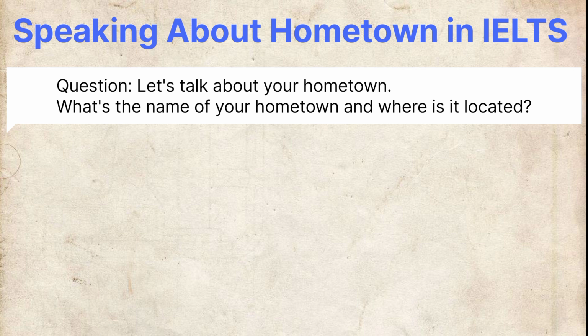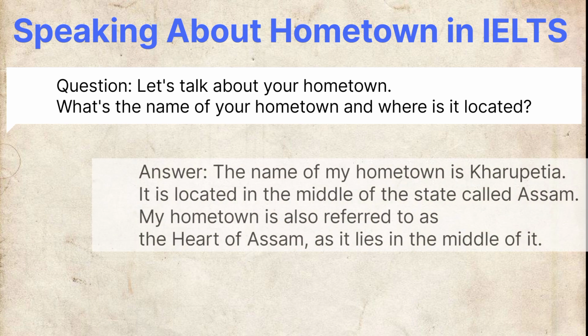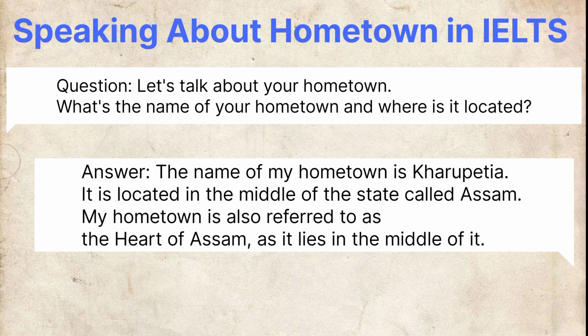Question number 3. Let's talk about your hometown. What's the name of your hometown and where is it located? Answer. The name of my hometown is Karupetia. It is located in the middle of the state called Assam. My hometown is also referred to as the heart of Assam, as it lies in the middle of it.